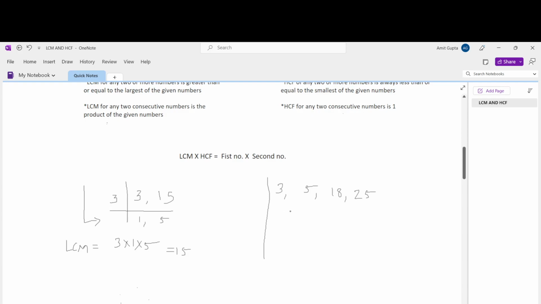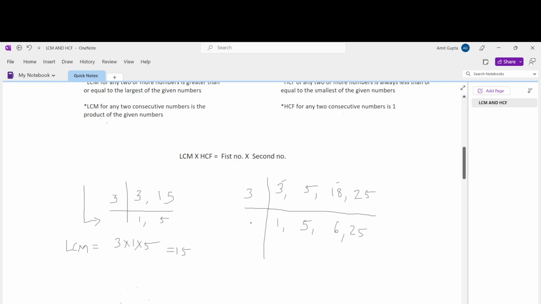In case when you have more than two numbers, you have to do the same. Start with the smallest number that can divide at least two of these given numbers. So if we take 2, the only number that 2 can divide here will be 18. If we take 3, the numbers which can be divided are 3 and 18. So beginning with 3, divide this. For the numbers which are not divisible, we write it as it is. So 5 will be written as it is. 18 is divisible by 3, 3 sixes are 18. 25 is not divisible by 3, so we write it as it is.